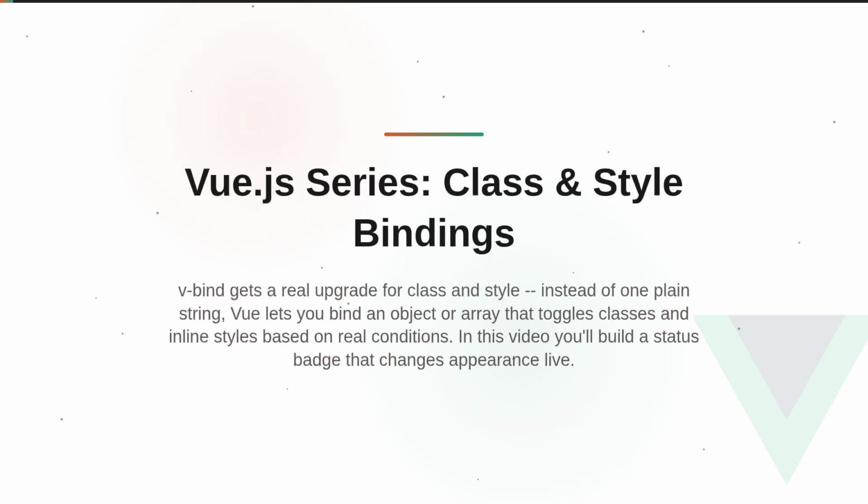vBind gets a real upgrade for class and style. Instead of one plain string, Vue lets you bind an object or array that toggles classes and inline styles based on real conditions. In this video, you'll build a status badge that changes appearance live.